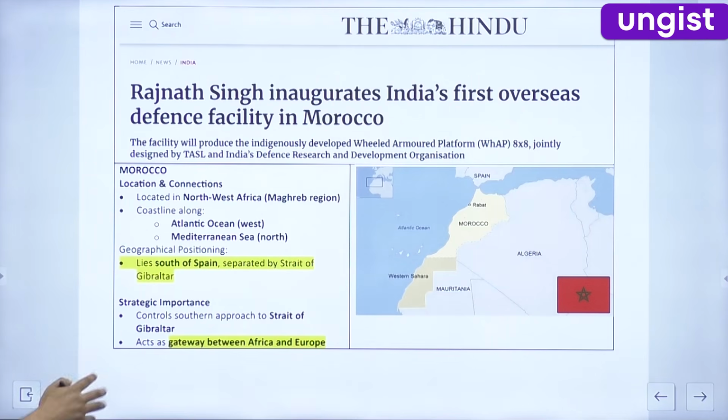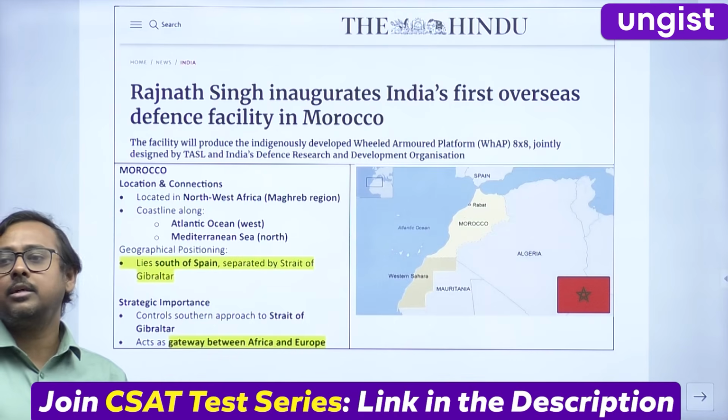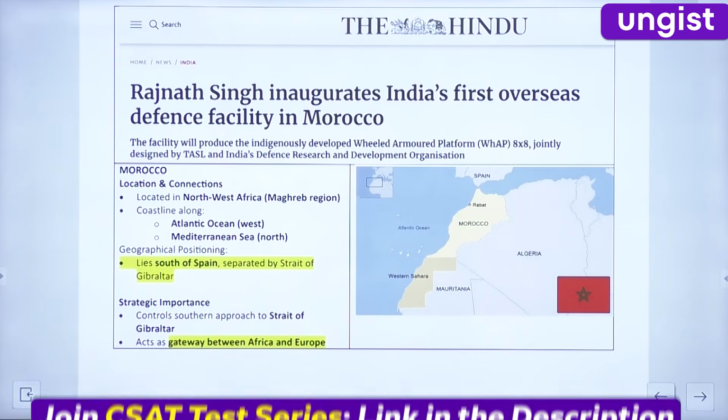So Morocco, Algeria, Tunisia, and Libya, these are part of the Maghreb region. Maghreb, what does the word Maghreb mean? It's Arabic for the West, right? West. So it means West, right?